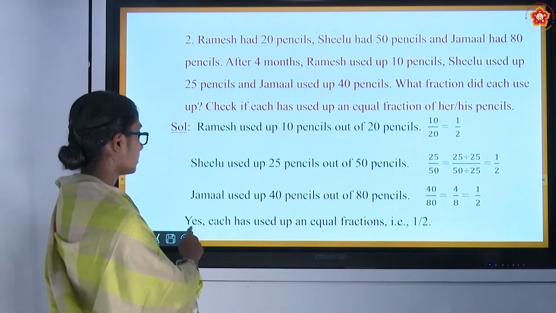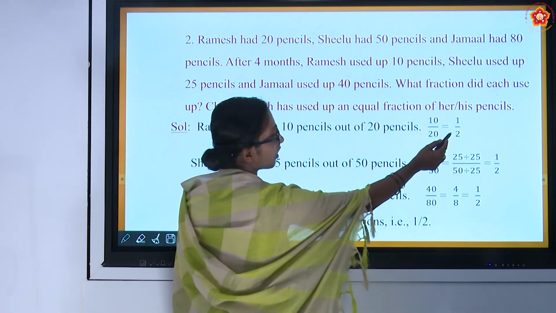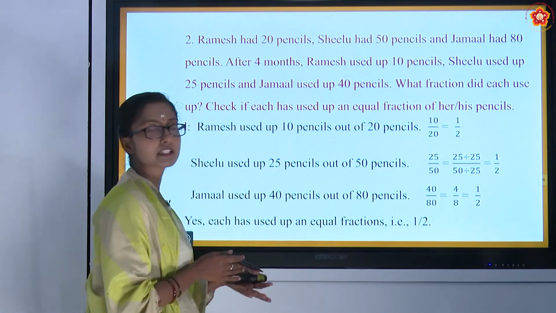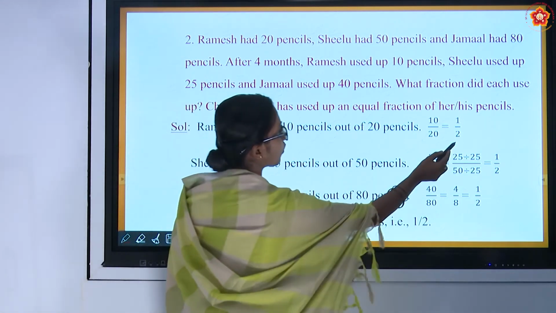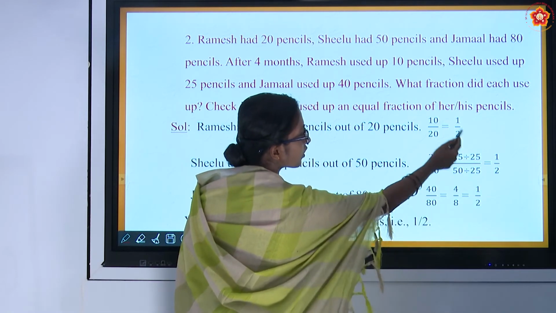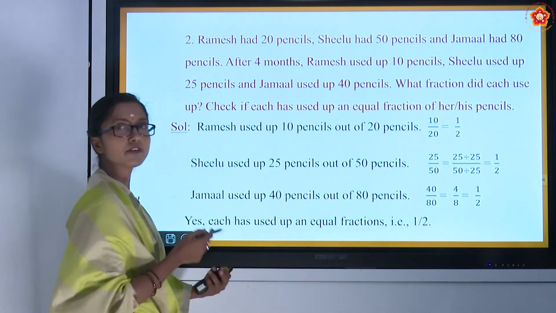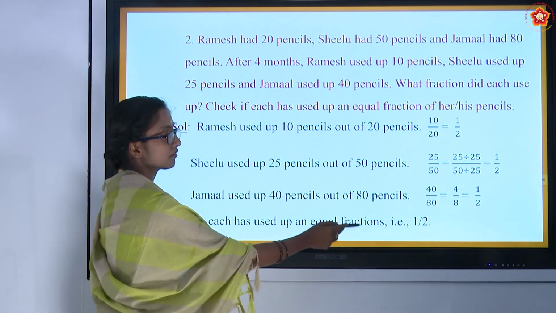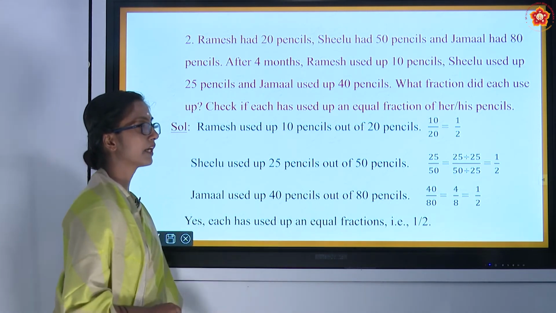Next. Now after comparing the amount of pencils used by all these three people, we get 1 by 2, 1 by 2, 1 by 2. So equally they have used their pencils. Yes, each has used up an equal fraction, that is 1 by 2.